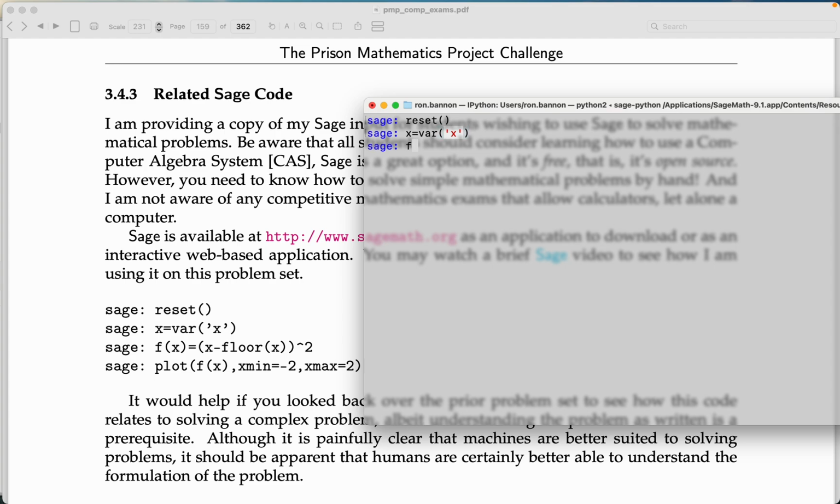So I'm going to say f of x is equal to, let's see, what is it equal to? It looks like x minus the floor, squared. The floor is typically used in computer science, but also in mathematics to illustrate certain points. Oops. And then I'm going to plot f of x, from x min of minus 2 to x max of 2. Let's see what happens.